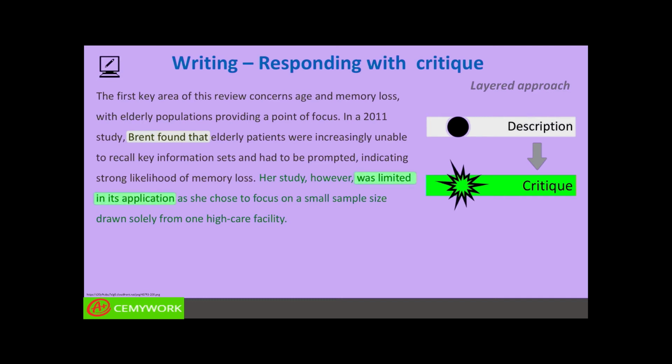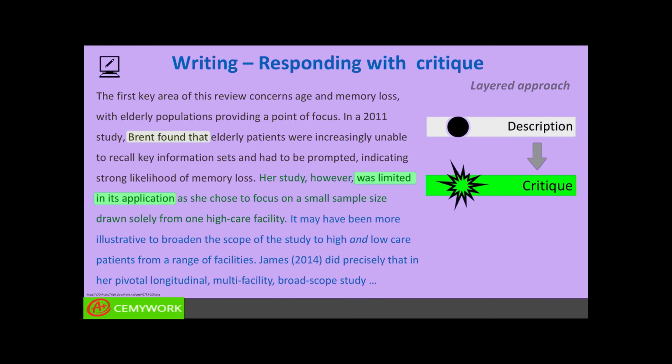And again, we have was limited in its application. This is some sort of deficit critique, showing a limitation of Brent's work. Then we have a third element. And what you can see here is now we're offering a solution. It may have been more illustrative to do X, Y, and Z. And in a final bit to that, we have another critical part, but this time it's a positive critique, pivotal, longitudinal, multi-facility, broad scope study. So we have layers to this paragraph: description, critique, solution.